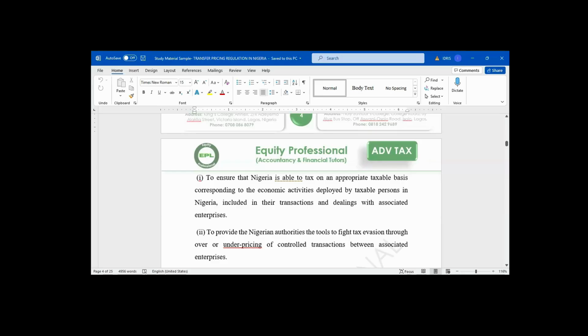Another one is to provide the Nigeria tax authority the tools to fight tax evasion through overpricing or underpricing of controlled transactions. A controlled transaction, like we know, a transaction between parent and subsidiary is a controlled transaction. A transaction between employer and employee is a controlled transaction. A transaction between wife and husband is a controlled transaction. Transactions between family are controlled transactions.